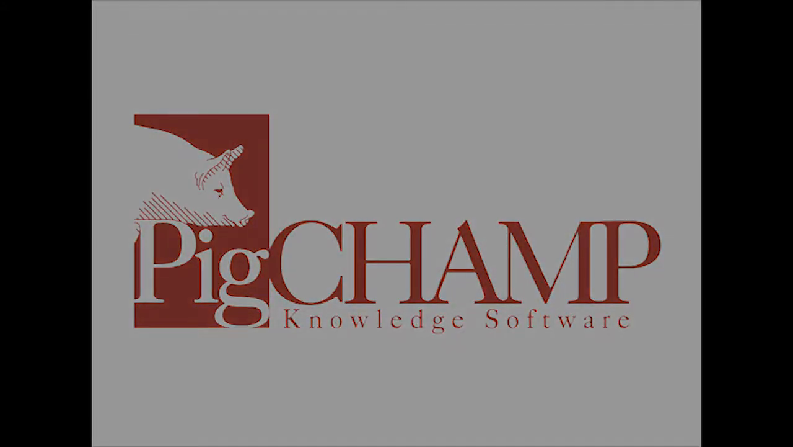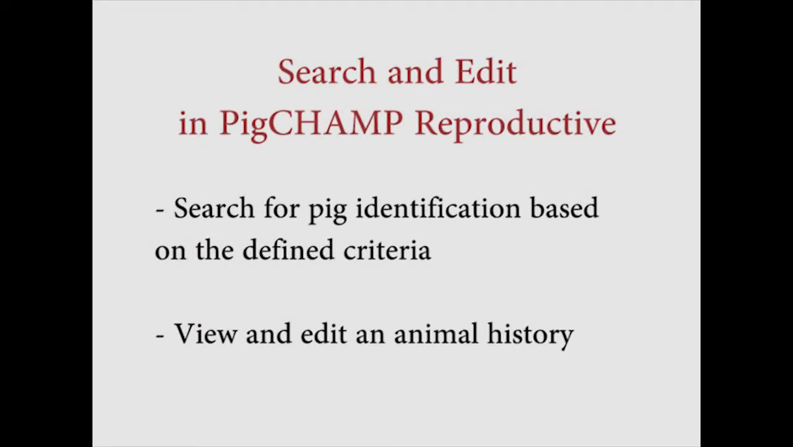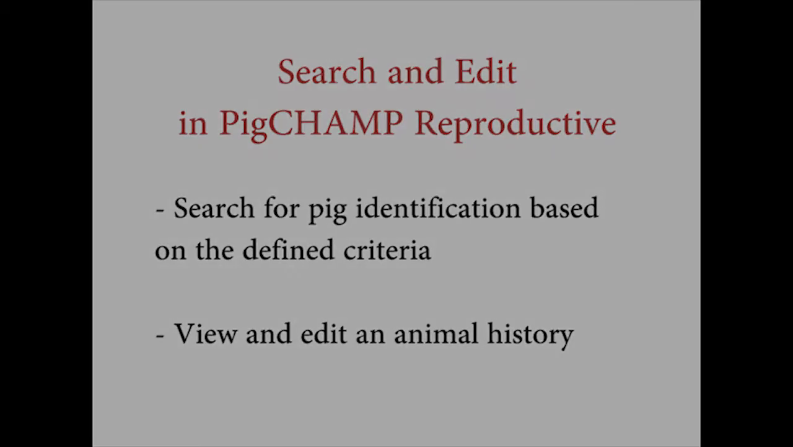In this training session, you will learn the basics of using a search and edit function in PigCHAMP Reproductive. This feature allows users to search for the pig identification based on the defined criteria. From there, you have the option of viewing or editing a specific animal's history.